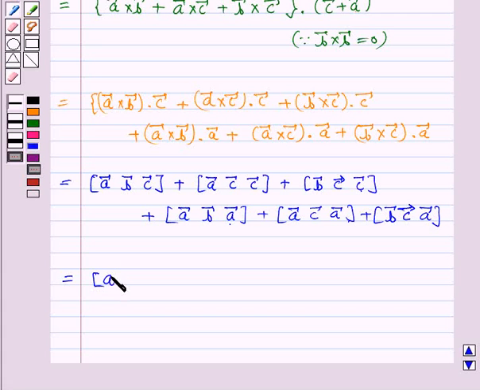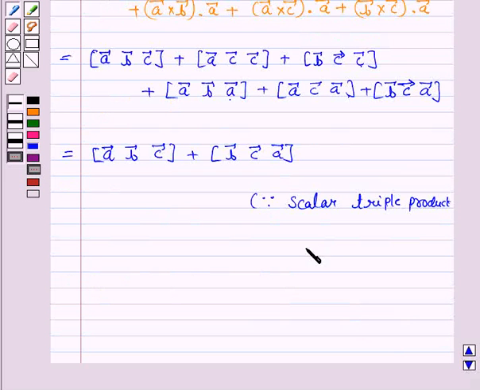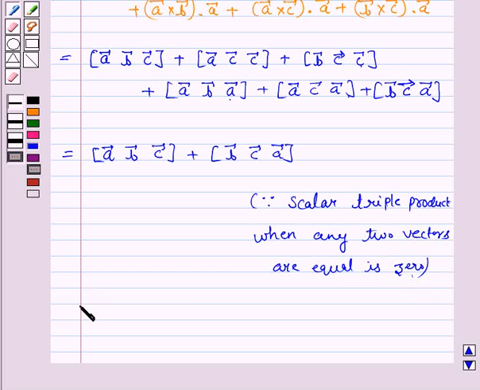So we have the scalar triple product of vector A, vector B, vector C plus the scalar triple product of vector B, vector C, vector A. This is because the scalar triple product when any two vectors are equal is 0. Now, the scalar triple product of vector A, vector B, vector C plus the scalar triple product of vector B, vector C, vector A is twice the scalar triple product of vector A, vector B, vector C.